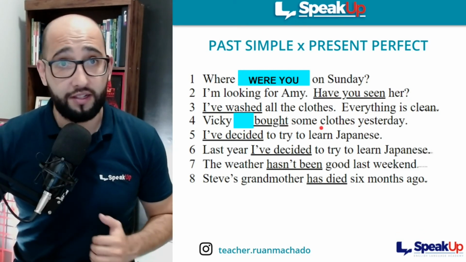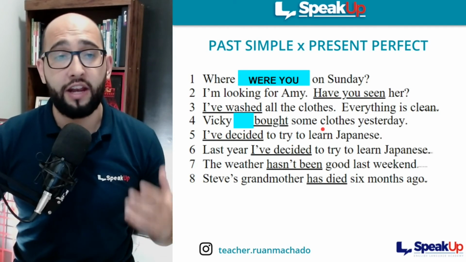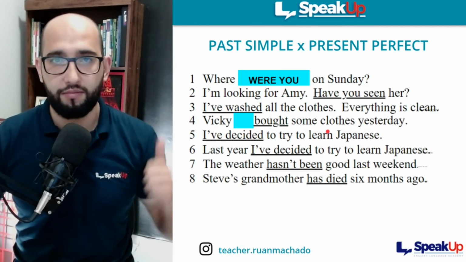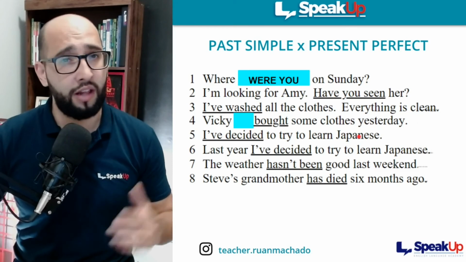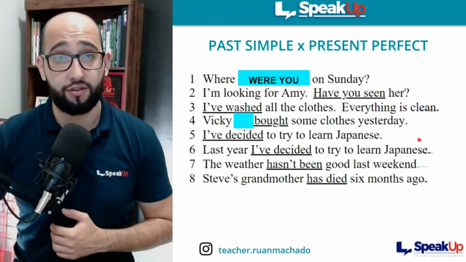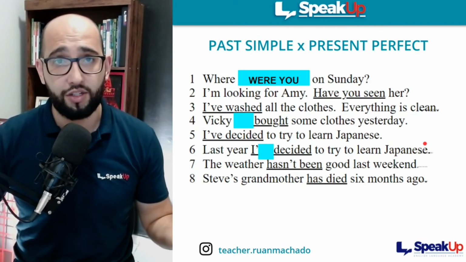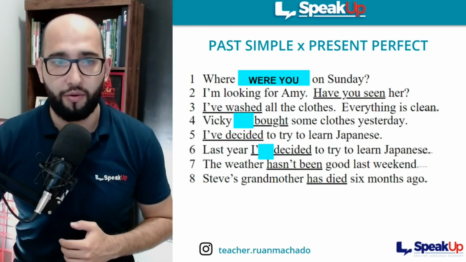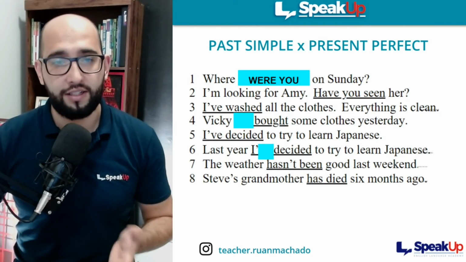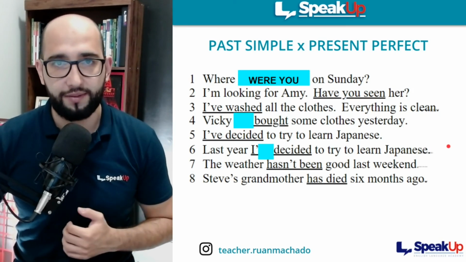5. I've decided to try to learn Japanese. It's perfect. Now, last year, I've decided to try to learn Japanese. It's wrong. I used last year, I need to use the past simple. Last year, I decided to try to learn Japanese.